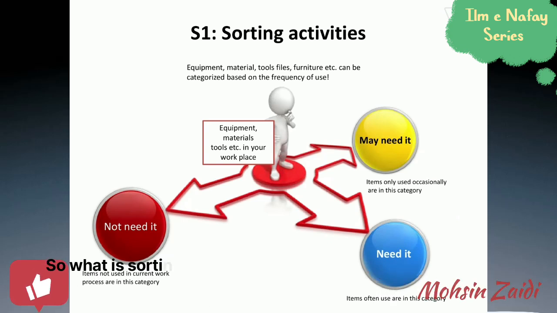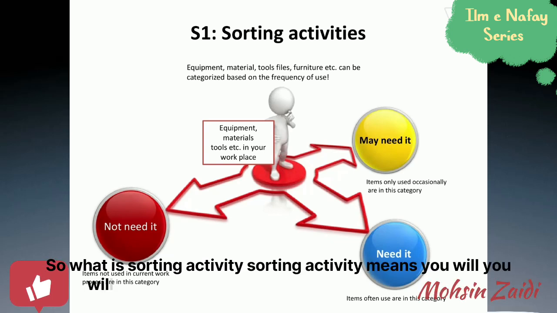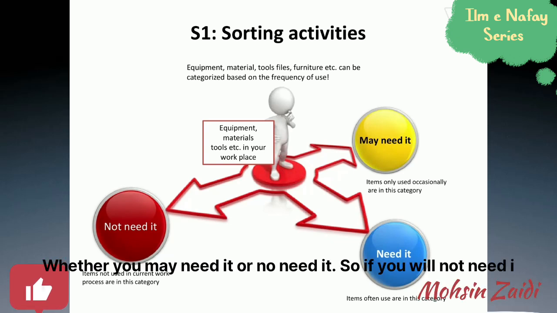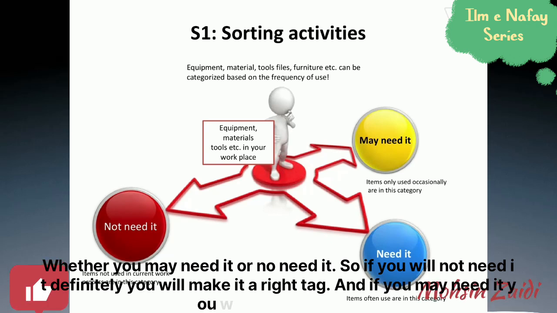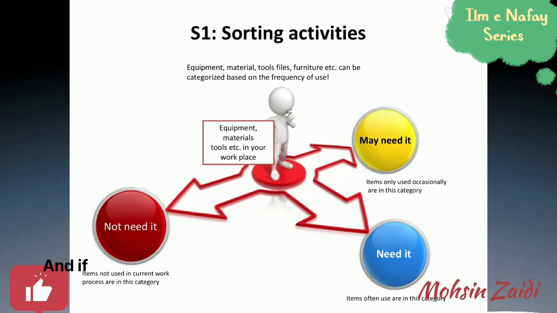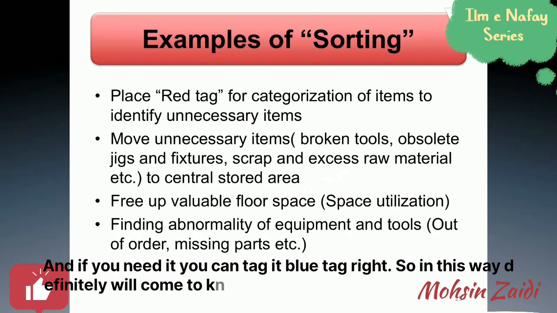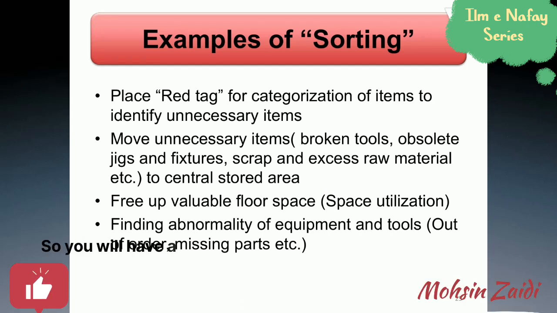So what is sorting activity? Sorting activity means you ask some person who will see whether you need it, whether you may need it, or no need of it. If you will not need it, definitely you will make it a red tag, and if you may need it, you will tag it blue tag, and if you need it, you can tag it green tag, right? So in this way, definitely we'll come to know. And when we implemented it in our organization, we just did it, and we got rid of a lot of things from our workplace.